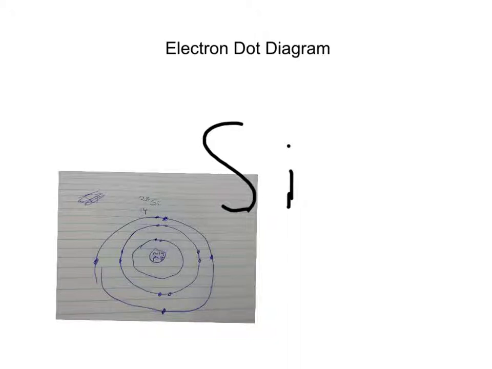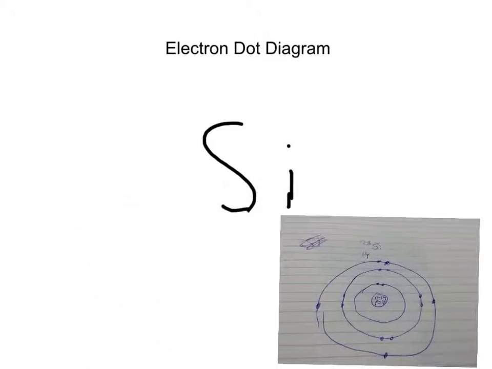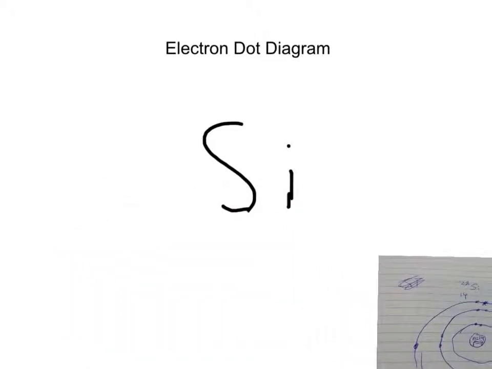Okay, granted, this diagram's wrong. You messed up. You got 15 electrons. There's only supposed to be 14. You're right, I did, and that's why I tried to scribble that out. Oh, I see. Okay.